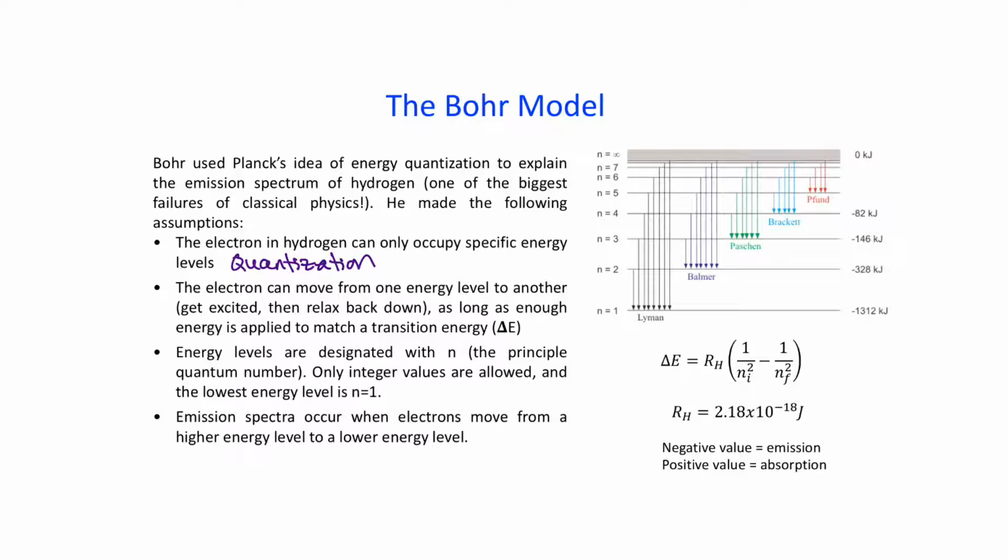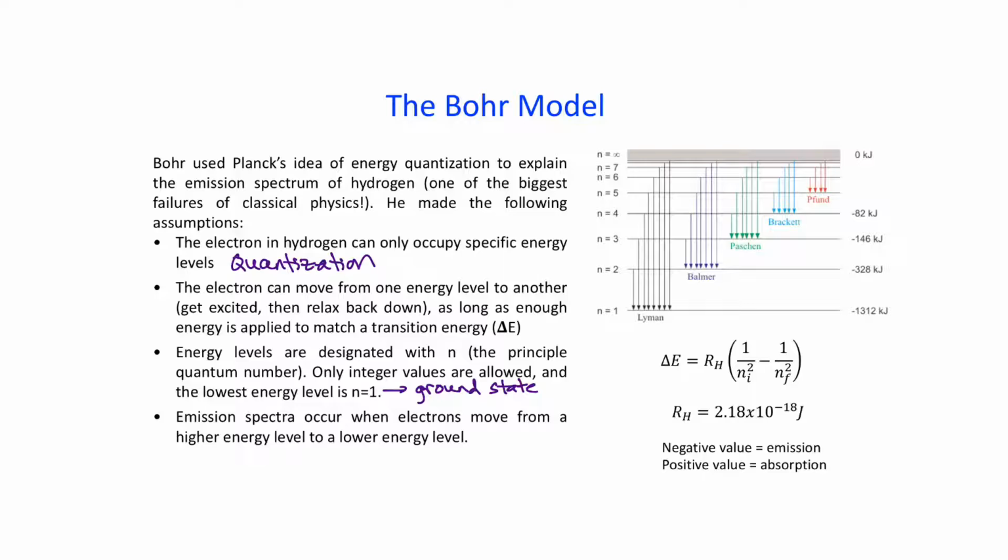All right, so the next idea that Bohr proposed was that energy levels are designated with the letter n. That's our principal quantum number. We'll see that down the road when we talk about our quantum numbers. Okay, it's just one way that we label the energy of our atom. Okay, so n only takes on integer values. Okay, so 1, 2, 3, 4, 5. And our lowest energy level is n equals 1. So this is what we call our ground state. That's our natural, relaxed, lowest energy state.